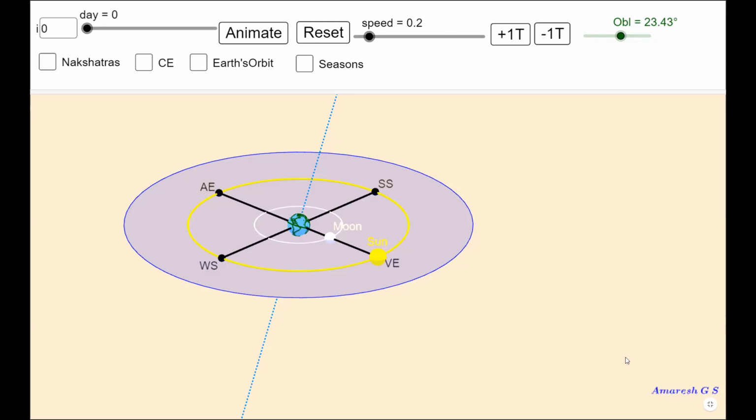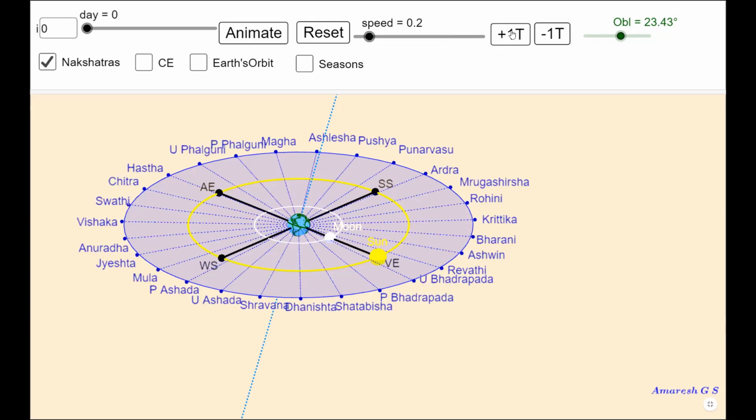To recall, the earth is at the center. It is inclined at an angle with respect to the plane of the ecliptic. And what is the ecliptic? The ecliptic is the orbit of the sun as seen from the earth, and that is the reference frame for everything that we do in astronomy. Let's begin with the movement of the moon. The sun would also move, but we are going to ignore it other than to identify the days of full moon and the day of Amavasya.